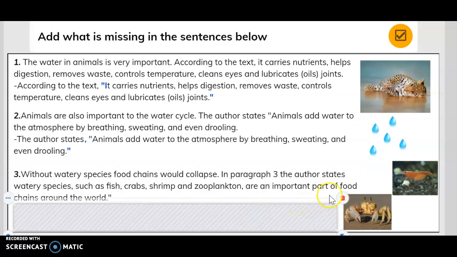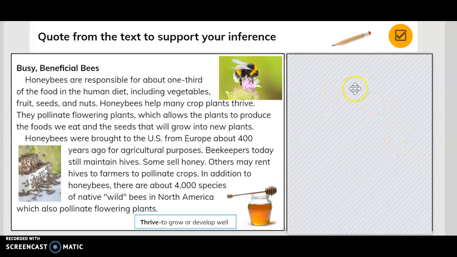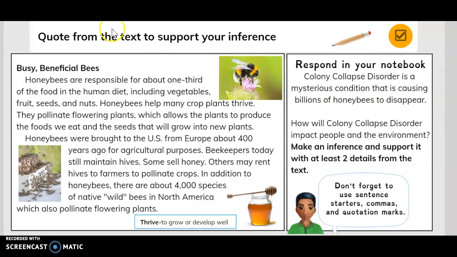So we're going to add what is missing in the sentences below. And I just removed them, so now you can see 1, 2, and 3 and see below each of the questions how they are supposed to be written. This is a quote from the text to support your inference about busy beneficial bees.